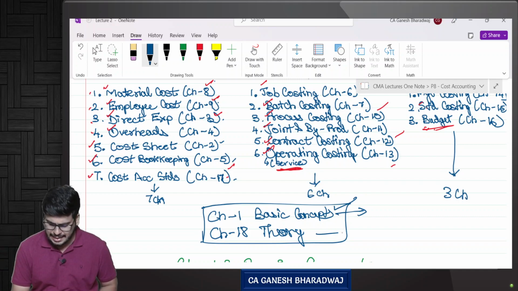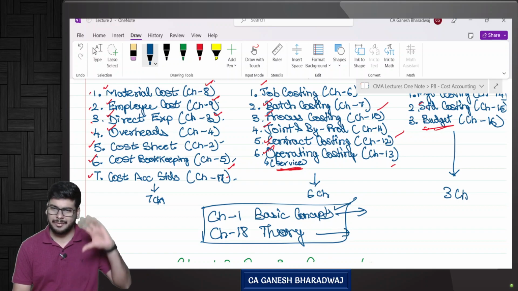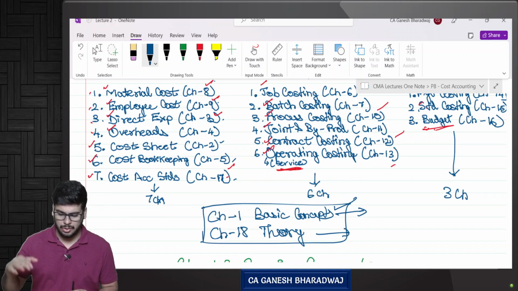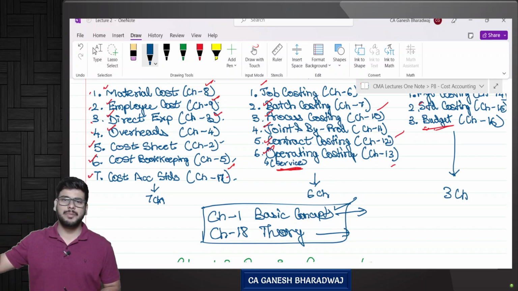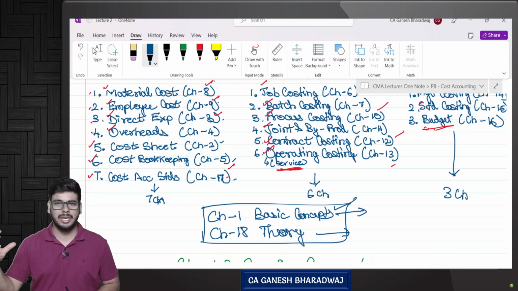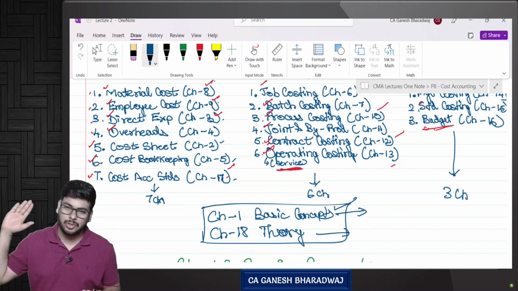Clear? And this theory chapter, I have just taken it from your institute study note. I have given a cross reference. We will be looking at the theoretical viewpoint. In cost accounting, there are some theories from an exam point of view. We will discuss it towards the end.